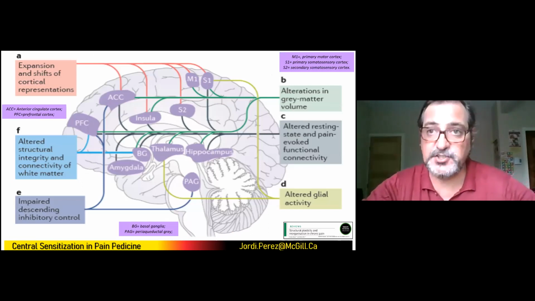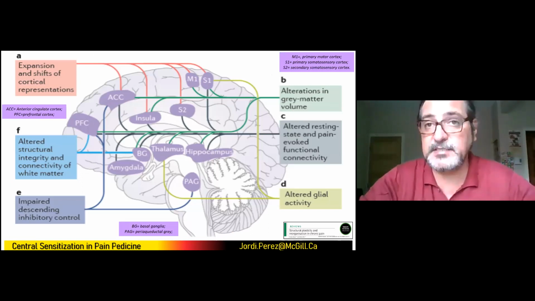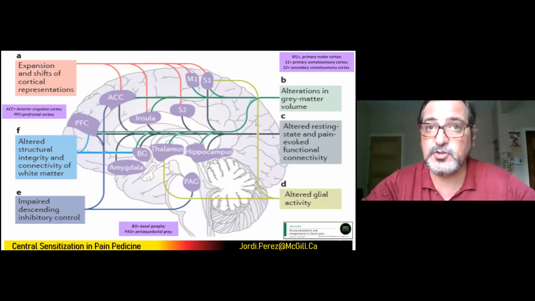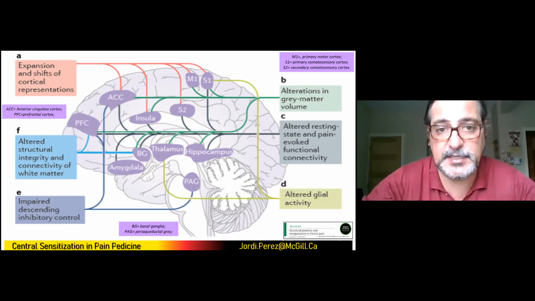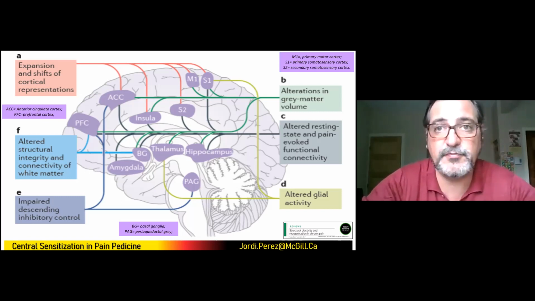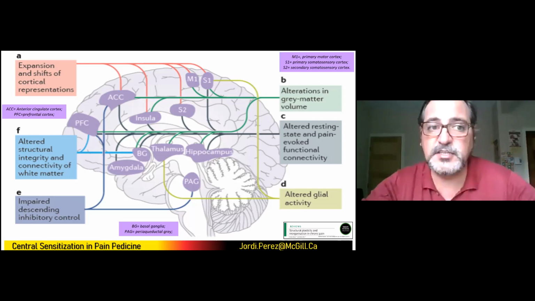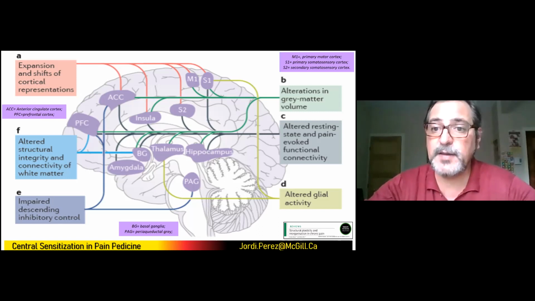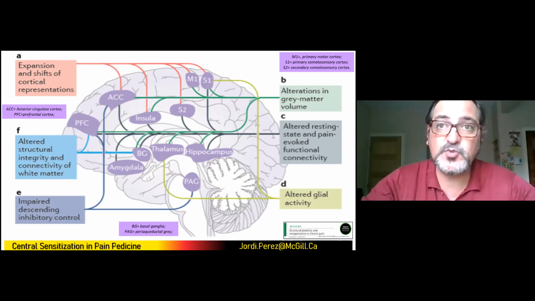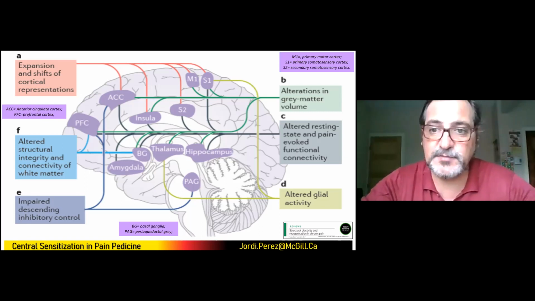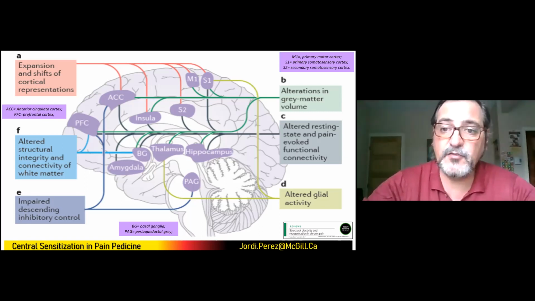At the level of the brain, there are also some changes. Probably the best studied are the reorganization after certain peripheral injuries, like, for example, amputation or CRPS, where the primary motor cortex and the somatosensory cortex are altered after peripheral injury. But there are many other changes happening in the brain that might account for the presence of central sensitization. There are expansion and shift of cortical representation, as I mentioned. There are alterations in gray matter volume. This is particularly interesting following research done at our research center, where it was demonstrated that patients with chronic low back pain had a decreased volume of gray matter. And interestingly, patients responding to blocks were the ones who could revert this alteration in volume. There is an altered resting state and pain-evoked functional connectivity.